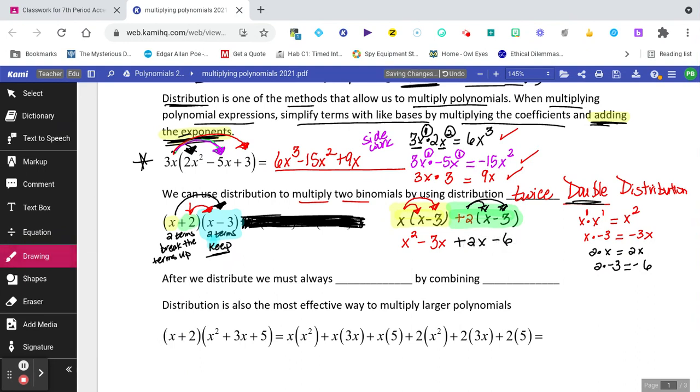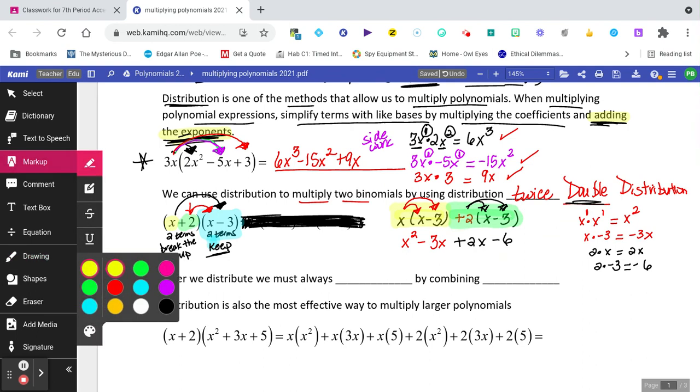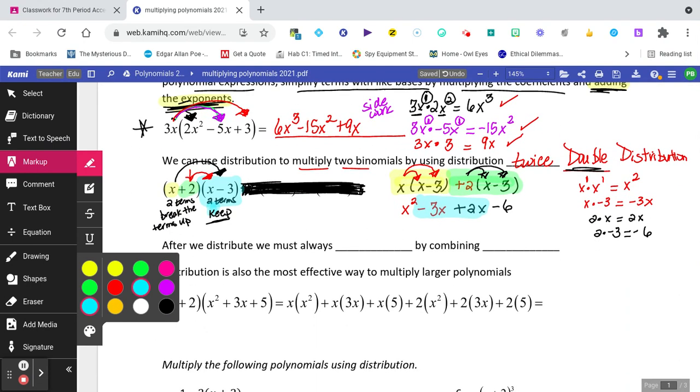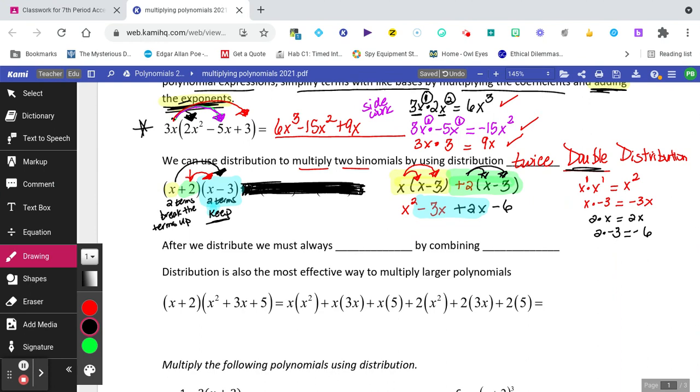Now the thing here is you have some like terms. When you combine like terms, guys, that's adding or subtracting. So these two are like terms. So let me go back up here. When you add or subtract, your exponents do not change. So I'm not going to change those exponents there. I'm just going to change the coefficients. I'm going to bring down x squared. I'm going to put these two together. Negative 3x plus 2x is negative 1x. And then I'm going to bring down my negative 6.